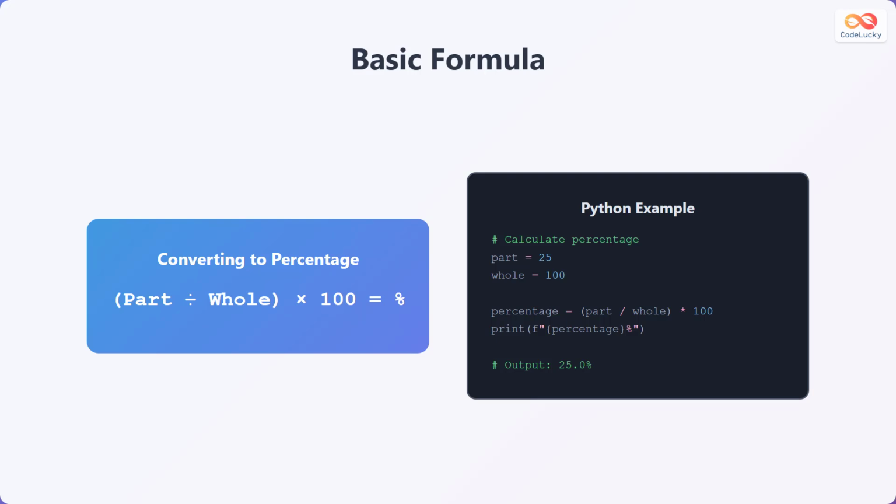Here's an example in Python. We have two variables, part is equal to 25, whole is equal to 100. Percentage is equal to part divided by whole, multiplied by 100. Printing this will give you the result 25.0%.